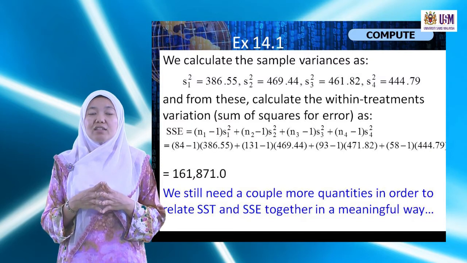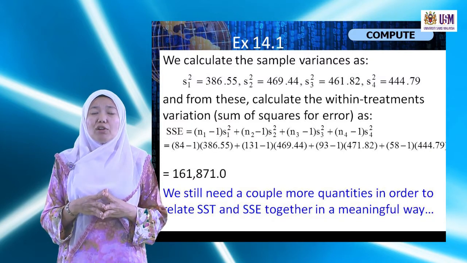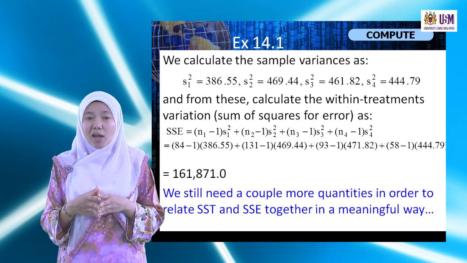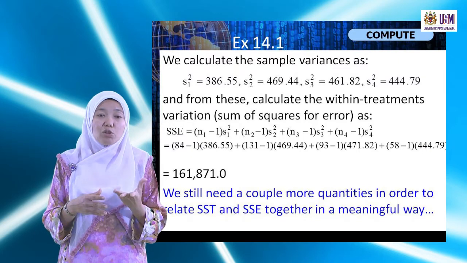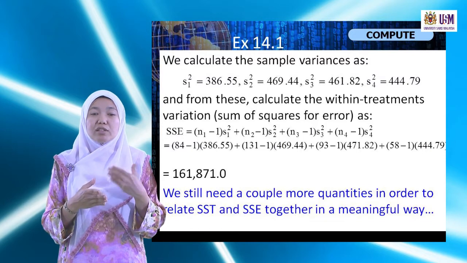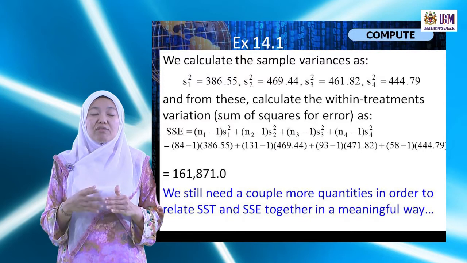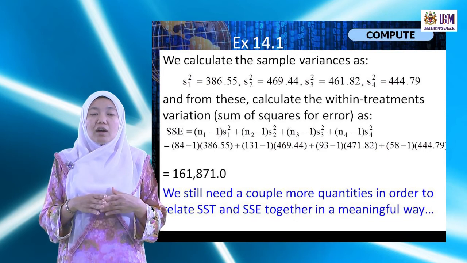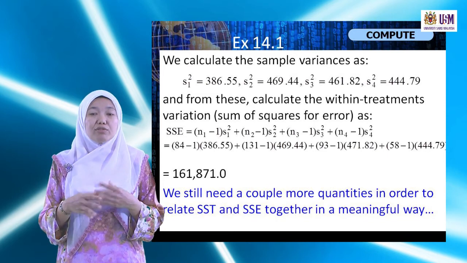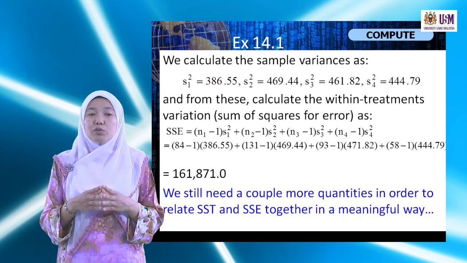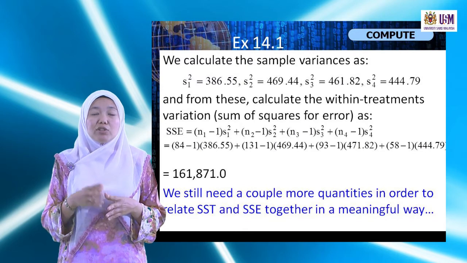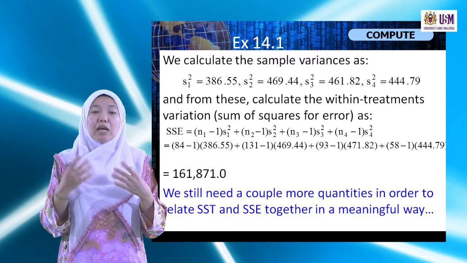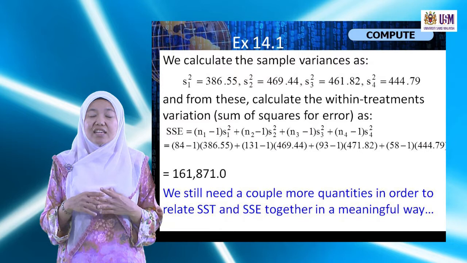So the formula is given as the degrees of freedom for the first group, which is the sample size minus 1, multiplied by the variance for sample 1. Then you do the same thing for the second group: the sample size of the second group minus 1, multiplied by the variance for the second group. You do the same for the third group and the fourth group. After you multiply with the variance for each group, you add them up. So at the end, your sum of squares for error is equal to 161,871.